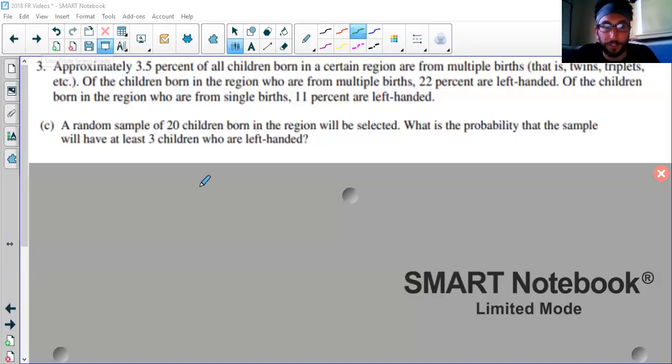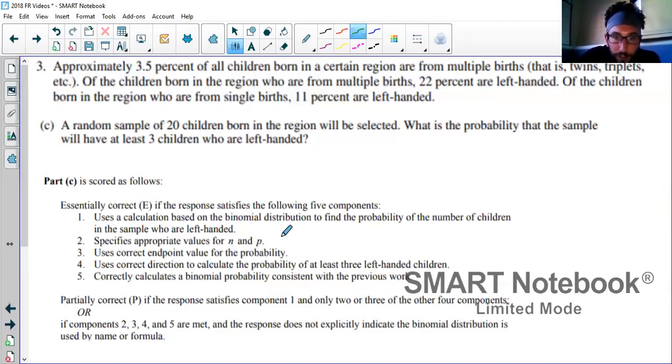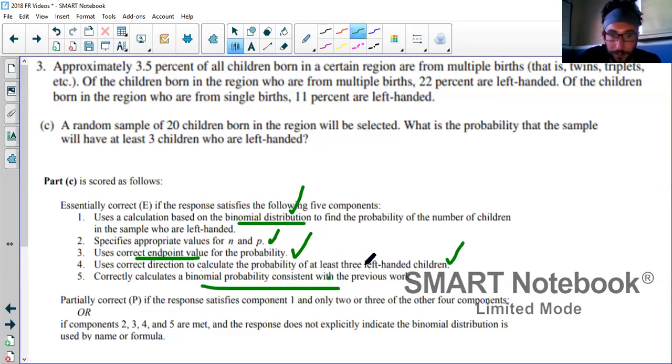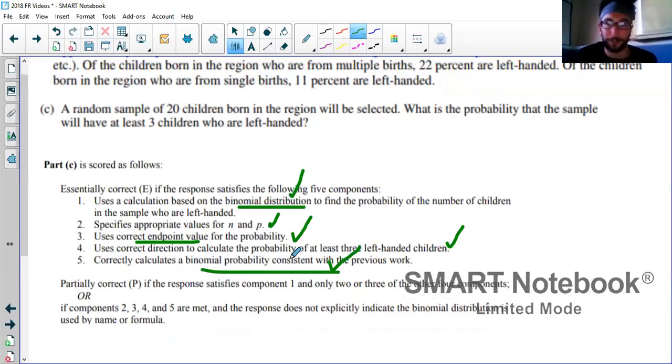Yeah, so hopefully we got the right answer. I mean, again, the probability ones are easy to score. Use calculation of the binomial. Yep, we did that. It's important we label as binom PDF or CDF, or we showed those arrangements in the original, the first way I showed. Right numbers for N and P, correct endpoint value. That was the 2 we used. Correct direction. I mean, we did that with CDF was kind of to the left, and then correct work. I mean, I know we got essentially correct because we did it all right.